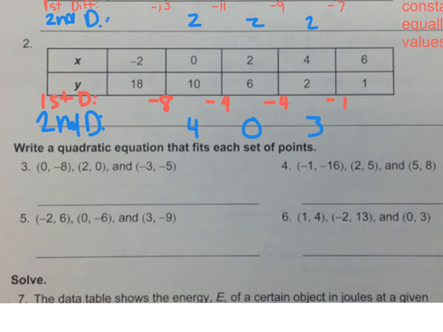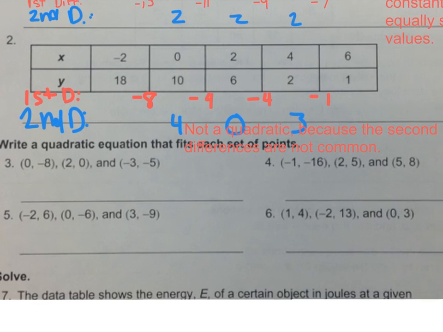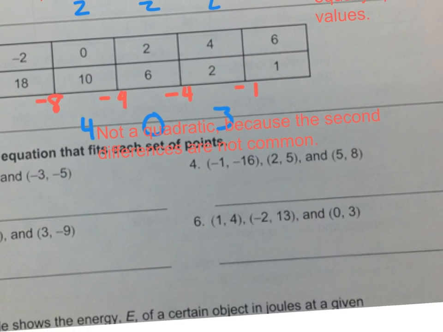So obviously your second differences are not common. So what do we say? We say that it's not a quadratic. It's not representing a quadratic function. So you say no, not a quadratic. So we would say that it's not a quadratic because the second differences are not common.